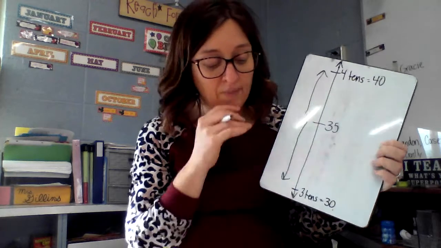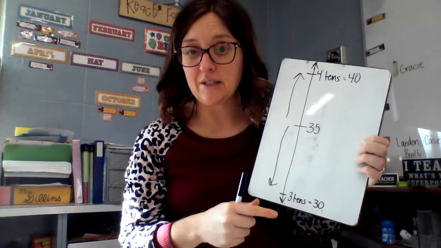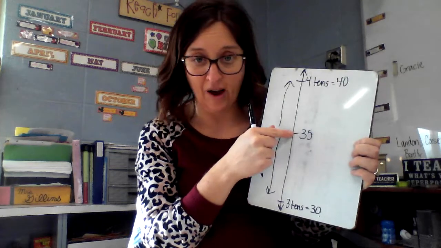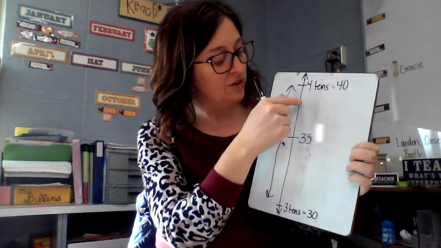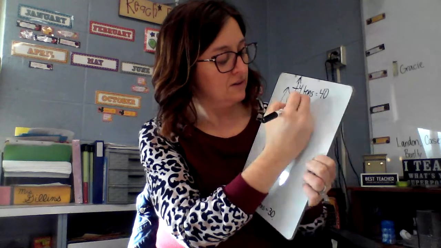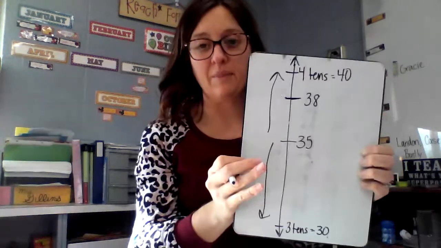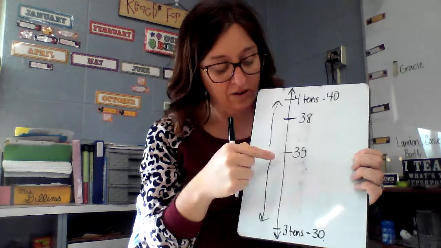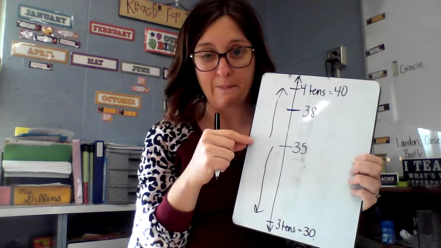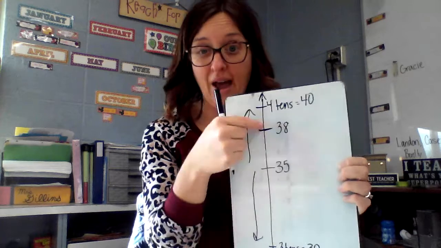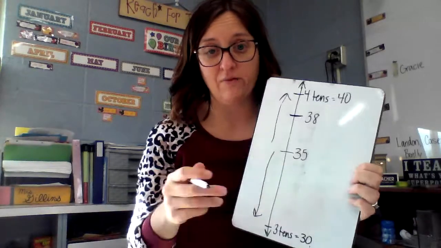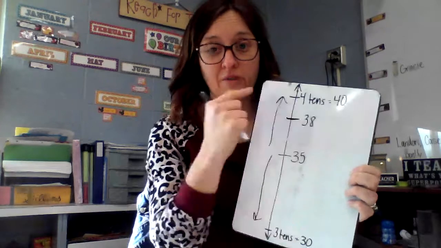So my number was 38. Let's see where we would place that on. 31, 32, 33, 34, 35, 36, 37, 38. So if I look at my number line, 38, is it more than halfway or is it less than halfway? It is more than halfway to 40. It is more than halfway between 30 and 40, so it's going to round up to 40.